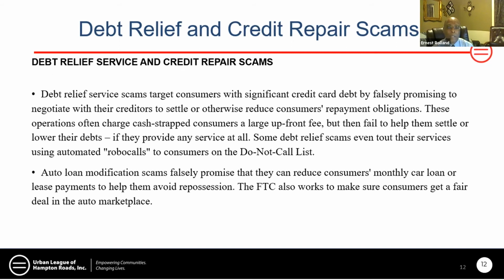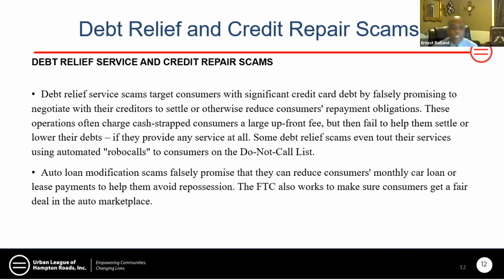So debt relief service scams target consumers with significant credit card debt by falsely promising to negotiate with their creditors to settle or otherwise reduce consumers' repayment obligations. These operations often charge cash-strapped consumers. As I mentioned, the appeal of them being able to say, we're going to reduce your debts significantly, may appeal to a lot of people. And oftentimes these people are already having some difficulty with their finances. If they see a way that they possibly can get this taken care of in a better manner, they will oftentimes put up the money that's needed when they really can't afford it. So again, these individuals know who they are targeting. This is deliberate, how they do this.